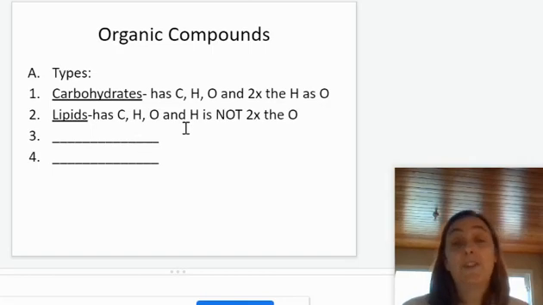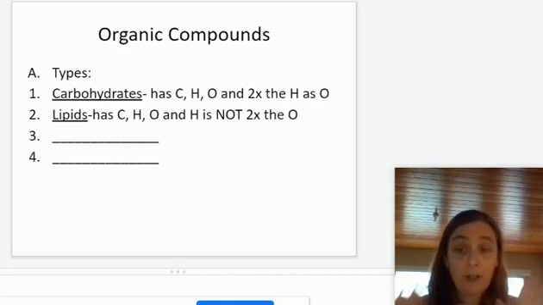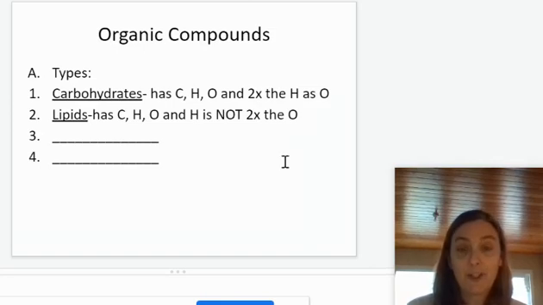Lipids also have C, H, and O and nothing else, but they're the compounds that are not going to have twice as many H's as O. Could have more, could have less, but it's C, H, and O and not an exact 2-to-1 ratio of hydrogen to oxygen.